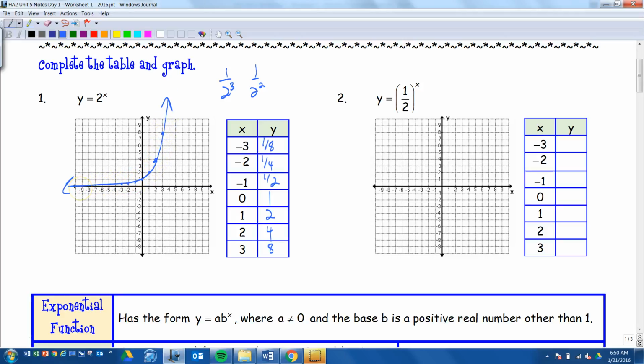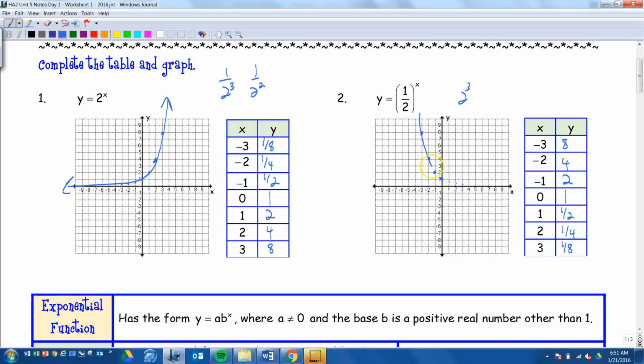And now the opposite is true of 1/2. Think about this. If I raise this to the negative third, it flips it up and becomes 2 to the third, which is 8. Then it's 4. Then if I flip it up, it's 2. Then if I put that to 0, it's 1. And then if I keep it the same, it's 1/2. If I square it, it's 1/4. And if I raise it to the third power, it's 1/8. So, negative 3, 8. Negative 2, 4. Negative 1, 2. And then obviously 0, 1. And then 1/2, 1/4, 1/8.